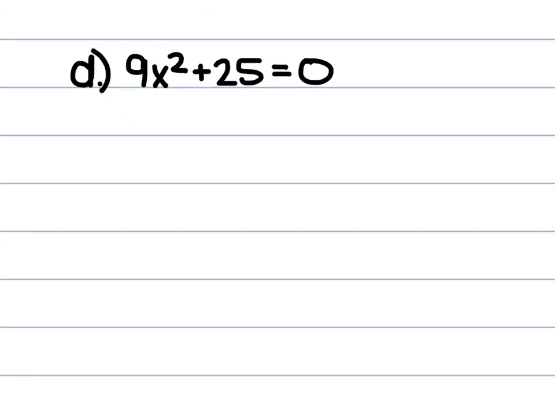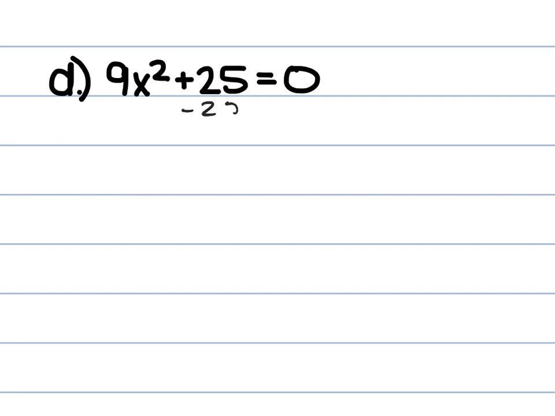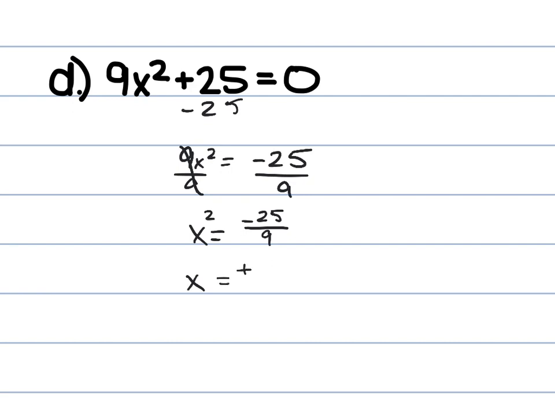All right, let's talk this one. Let's subtract 25, and we get 9x squared is equal to negative 25. Going to divide by 9, and we get x squared is equal to negative 25 divided by 9. Okay, take the square root of both sides. X is equal to plus or minus the square root of negative 25 over 9. Then what I did, I moved it to x is equal to plus or minus the square root of negative 25 over the square root of 9.